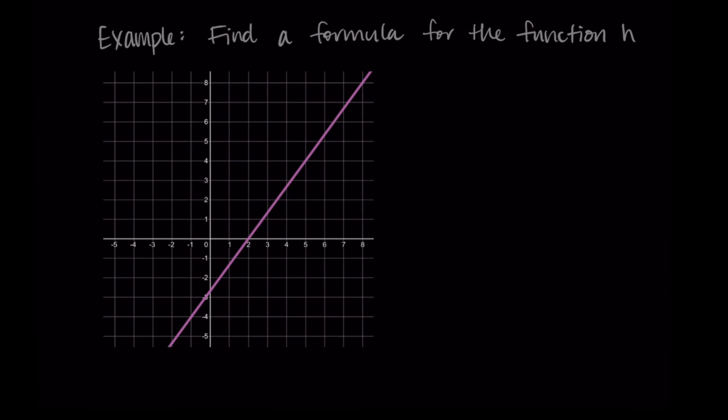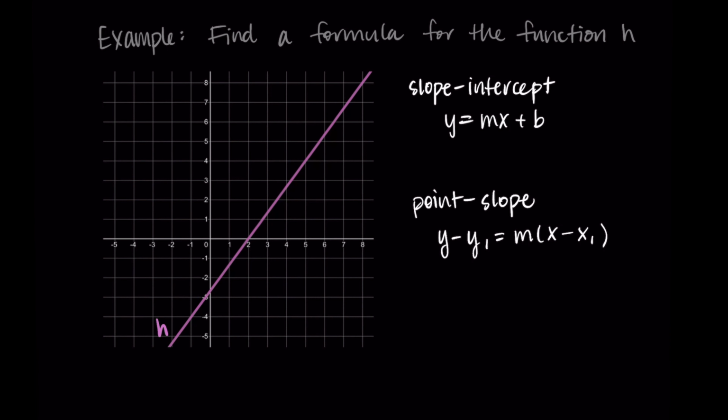Okay, so this is how we use point slope form if we're given some information written out. I want to show you why we might use point slope form if we were given a graph. So here is a graph of a function h, and let's suppose we're trying to find a formula for this function.